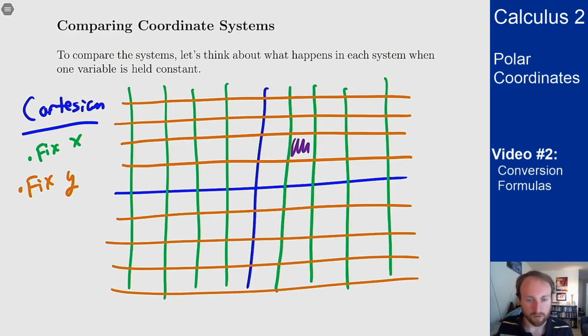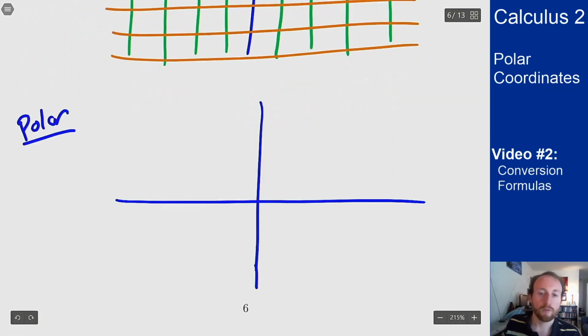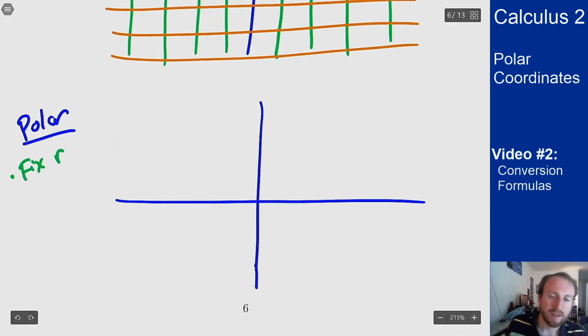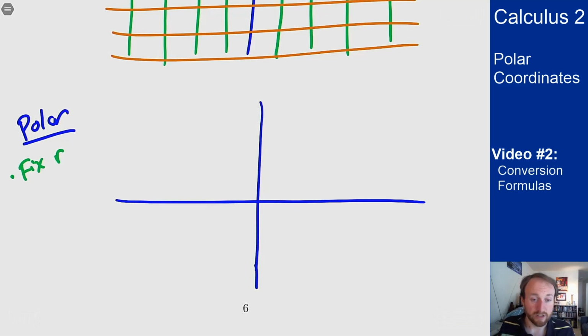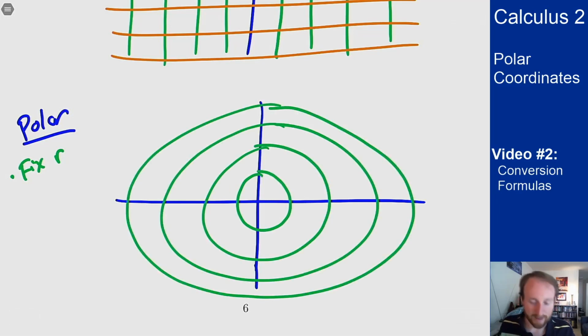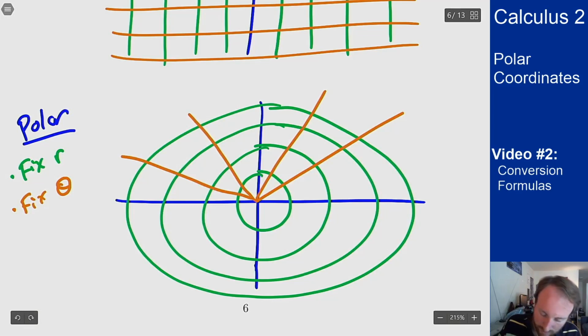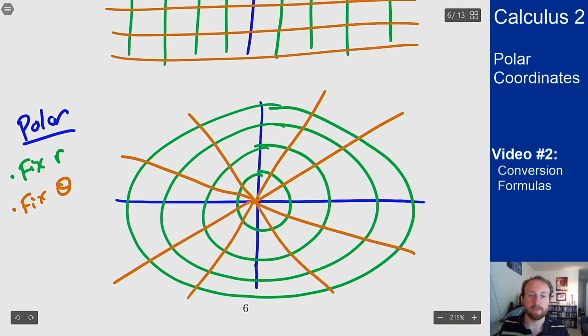What does this look like for polar coordinates? For polar coordinates, we need to think about fixing r and fixing theta. Let's fix r first. Now, r is the distance of the point from the origin. So if I fix r, I'm getting all points that are a certain distance from the origin, so I'm getting concentric circles around the origin. What about fixing theta? Well, if I fix theta, then I'm fixing the angle I make with the positive x-axis, which means I will get rays coming out of the origin for my fixed theta.